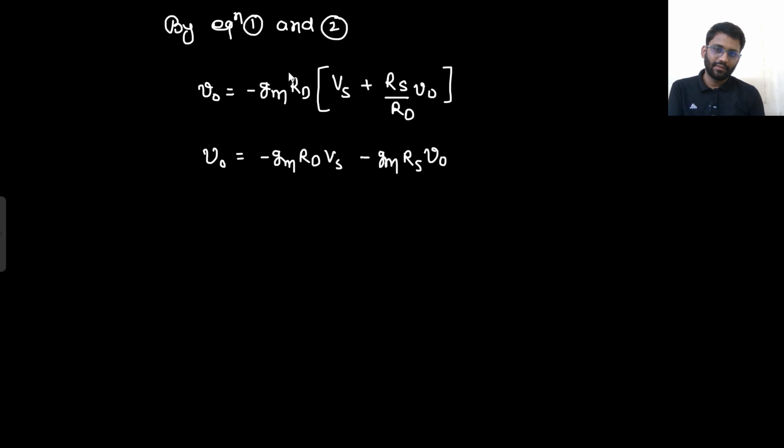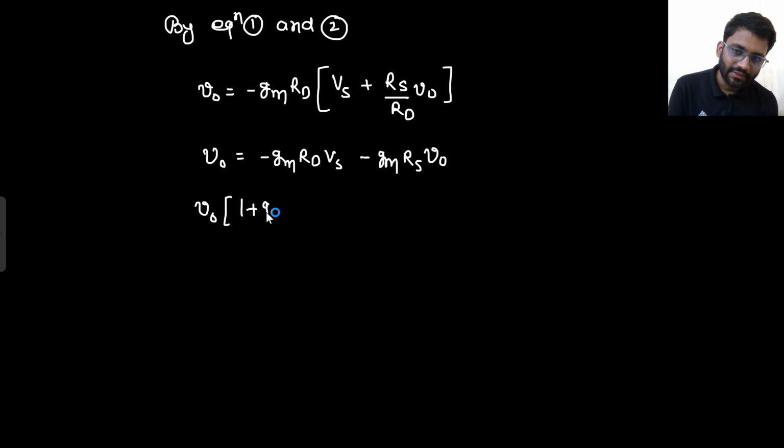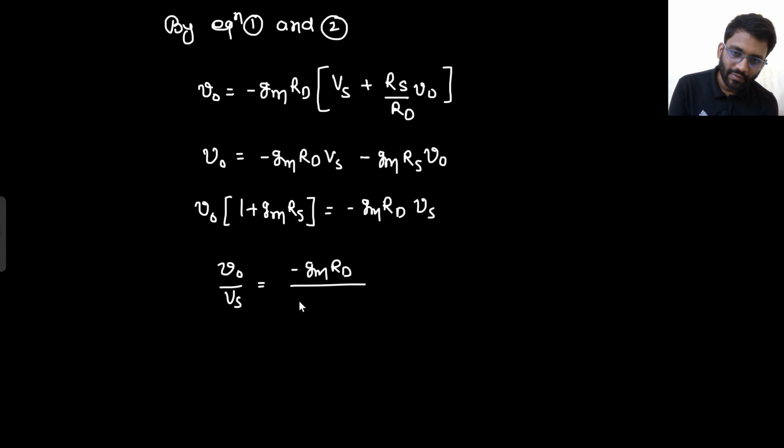Right, we are just opening the bracket. So this Rd will be cancelled, minus Gm Rd into V0. What will be your V0? 1 plus Gm Rs. This I am taking this side, and it will be minus Gm Rd Vs. So what will be your V0 by Vs? That will be minus Gm Rd upon 1 plus Gm Rs.